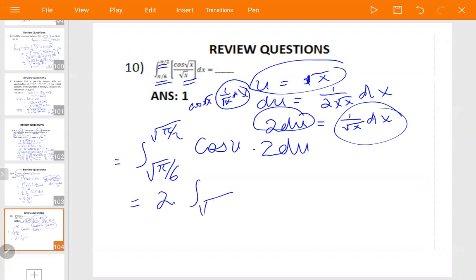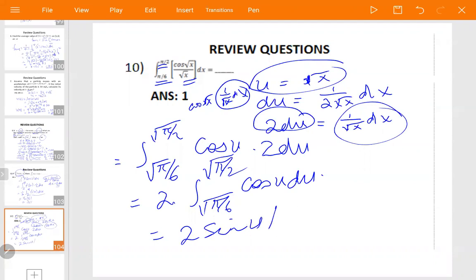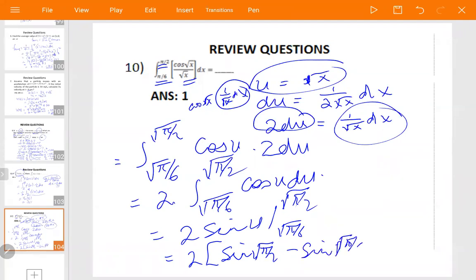Then we'll have the integral from the square root of pi over 6 to the square root of pi over 2 of cos u du. And what is the integral of cos u? Yes, sin u evaluated from the square root of pi over 6 to the square root of pi over 2. So if you substitute this, we'll have sine of the square root of pi over 2 minus sine of the square root of pi over 6.